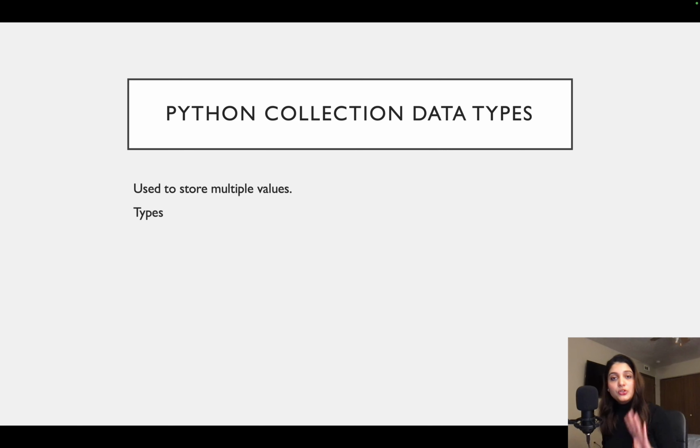There are 4 types of collection data types. The first one is list, the second is set, then tuple, and dictionary. In this lecture, we are going to look at list extensively. So let's move on to the IDE to get started.